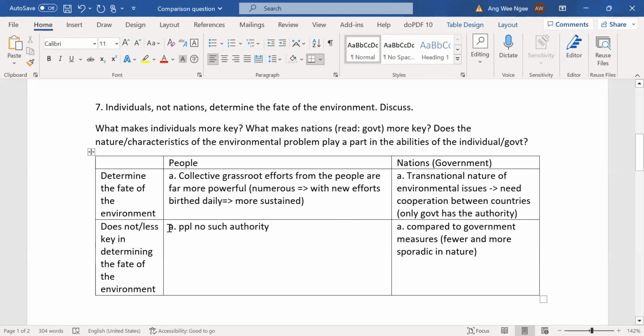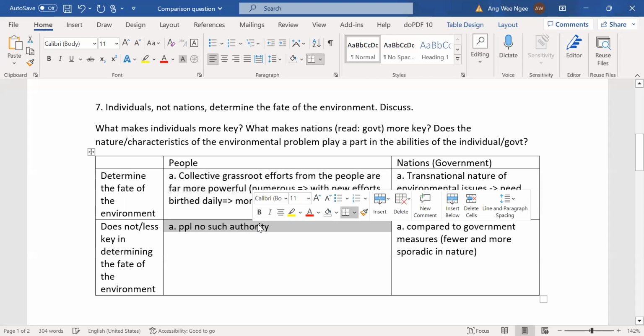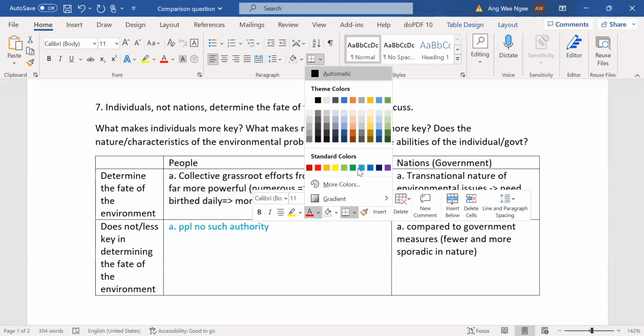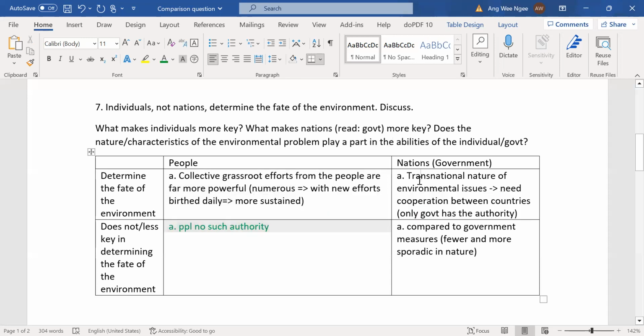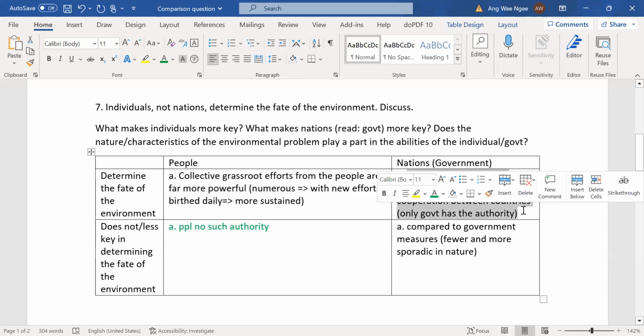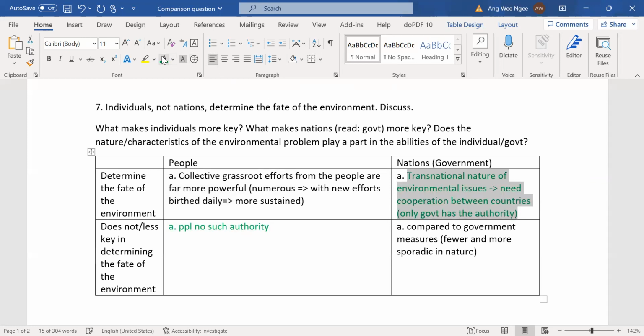All right, so I'm going to just mark it out with a color, sea green. Okay, so you can see that they are together. This is one. So A in this angle is 1 point, and this is another point. All right, and this one is in support of government being more important, right?